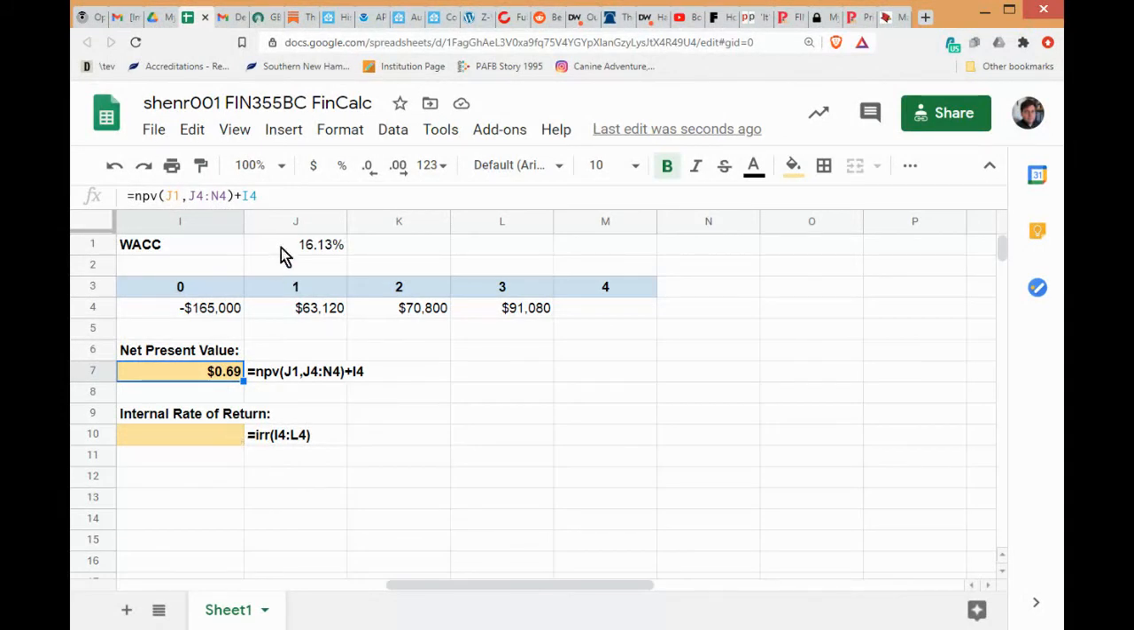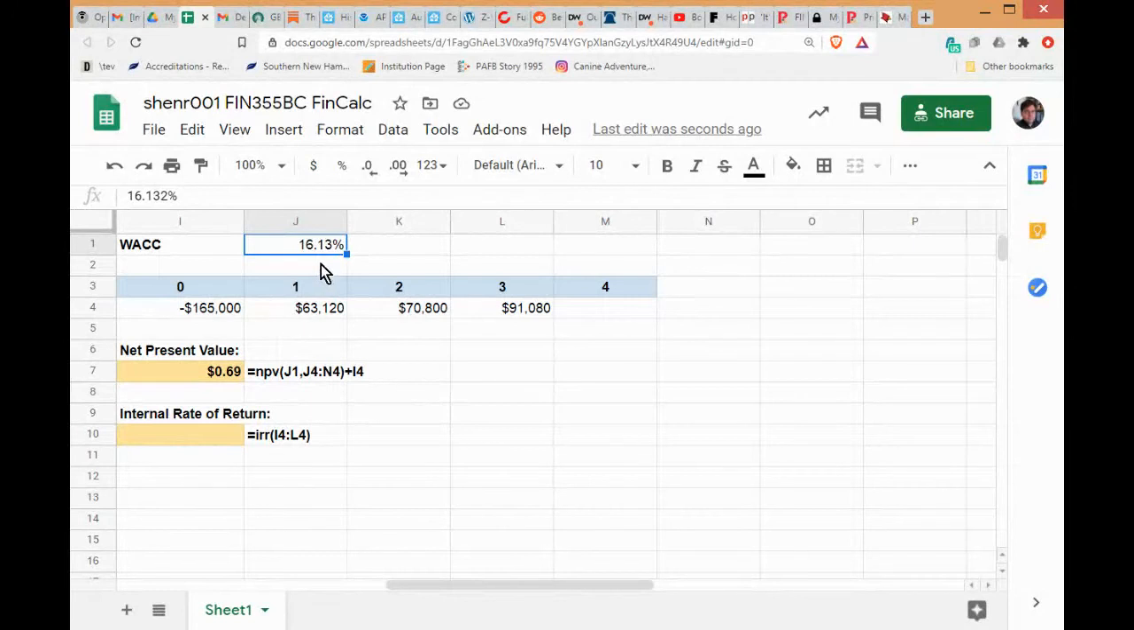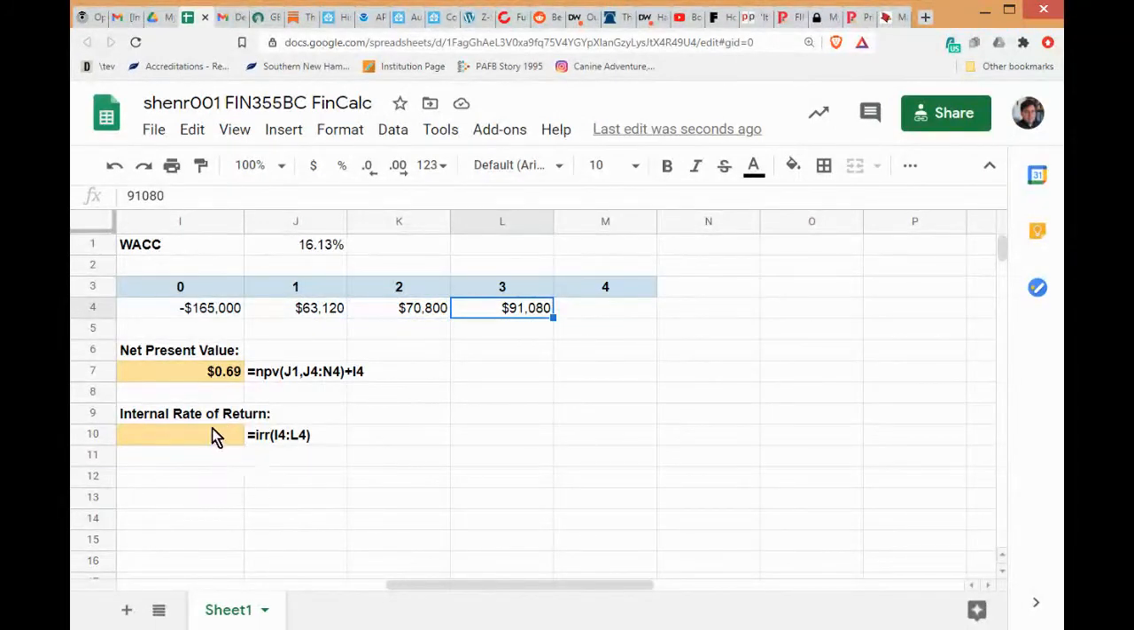And what I found here, this 16.132%, is what we would call the internal rate of return of this project. It represents the rate of return that the company earns on its capital if it invests $165,000 today and gets back these cash flows over the next 3 years. By trial and error is one way of doing this, but not the only way.